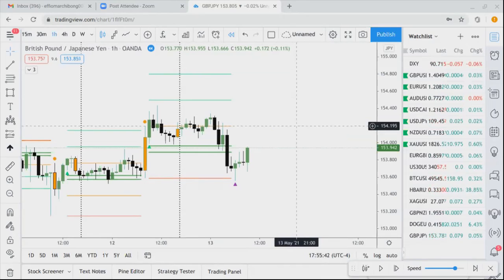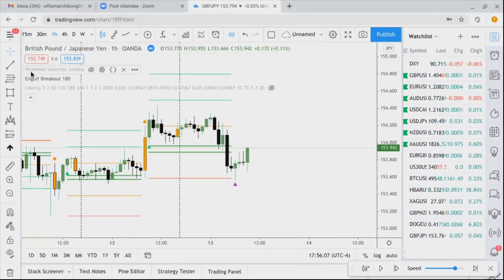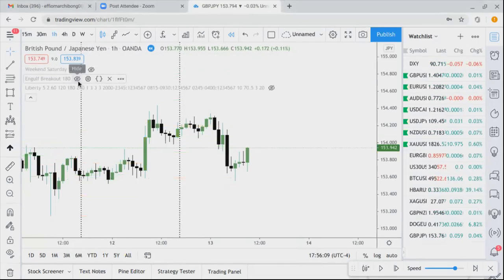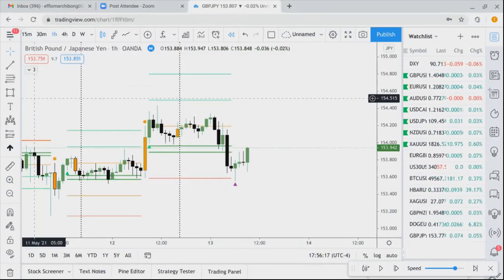Hello. Yep, I'm here. All right. Does the indicator automatically scan all pairs, or do you have to load it on each pair? Just like if you look at my top left here, I have the indicator here. If I put it here like this, any pair you go on the chart, it's there. Any pair.